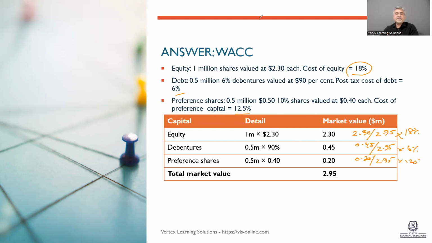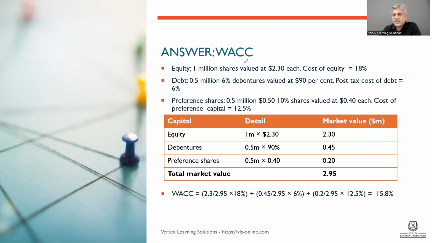Okay, so let's see how we put it here. This is how we did it: 2.3 divided by 2.95 into 18% plus 0.45 divided by 2.95 into 6%, and the last one is 0.2 over 2.95 into 12.5%. Your weighted average cost of capital, WACC, is 15.8%. What is 15.8%? It is the average cost of capital.